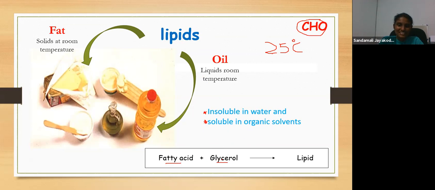Fatty acid, and the other one is glycerol. So fatty acid and glycerol together make our lipid. These are the common features about lipids, and there's nothing much more to learn about them.